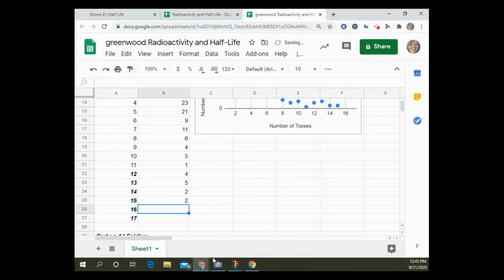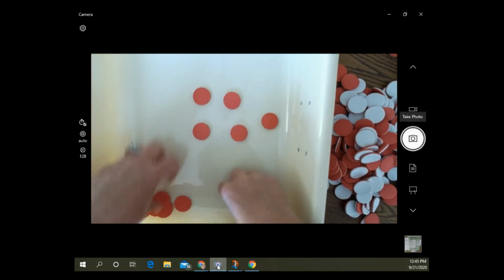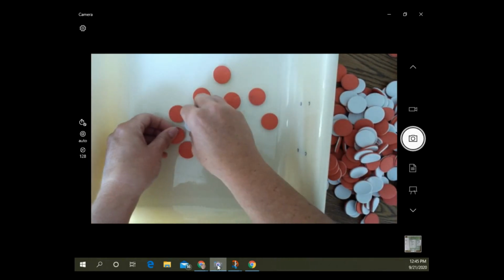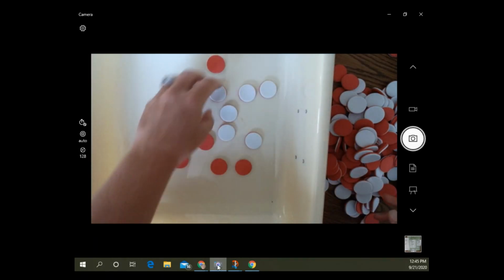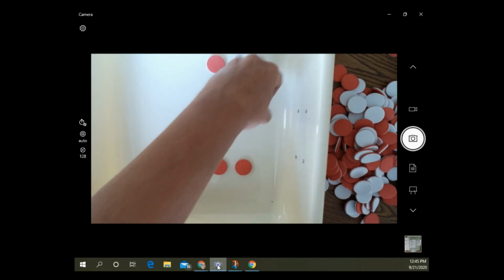Okay, so let's look again. I'm going to spread these guys out a little bit. I don't know if I'm helping them or not. It's probably falsifying data in some way, shape, or form. All right, so let's try flipping them or shaking them. Okay, that time we got 1, 2, 3, 4, 5, 6.